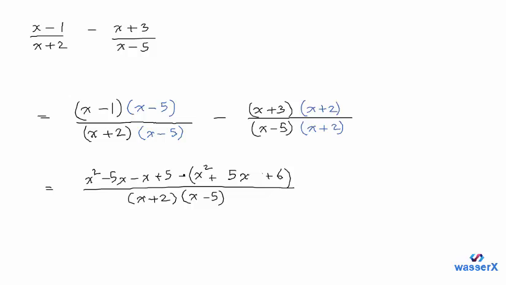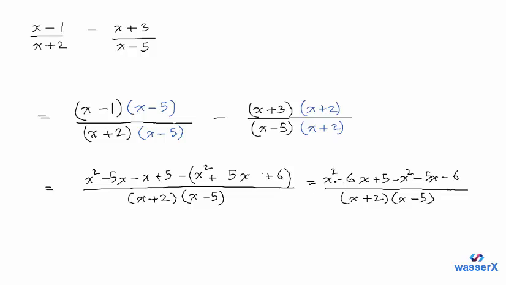Okay. Now let's open up the parentheses. So we have x squared minus 5x minus x. That's this portion. Oh, actually we could combine the minus 5x and the minus x to get a minus 6x. So let's write that down. So we have x squared minus 6x plus 5 minus x squared minus 5x minus positive 6 or minus 6 over x plus 2 times x minus 5.